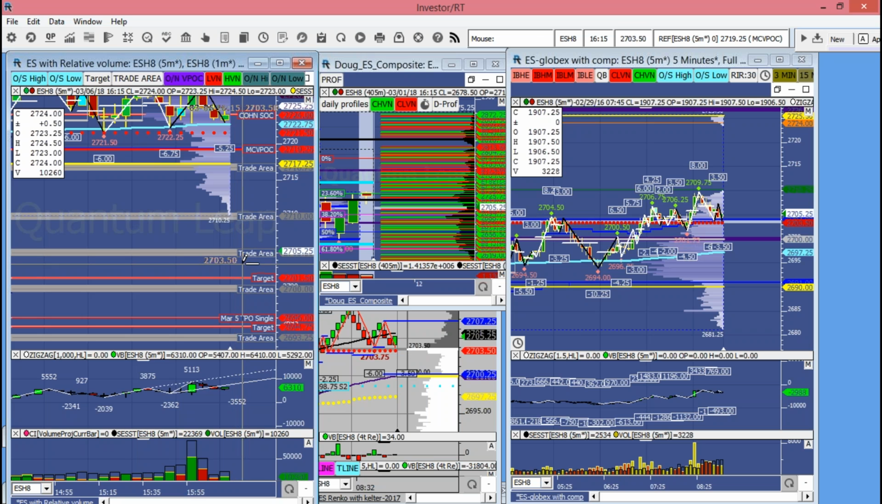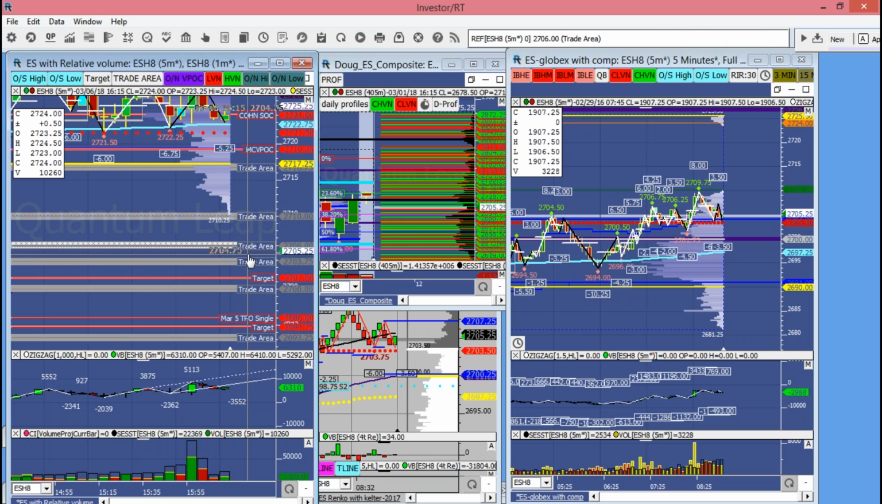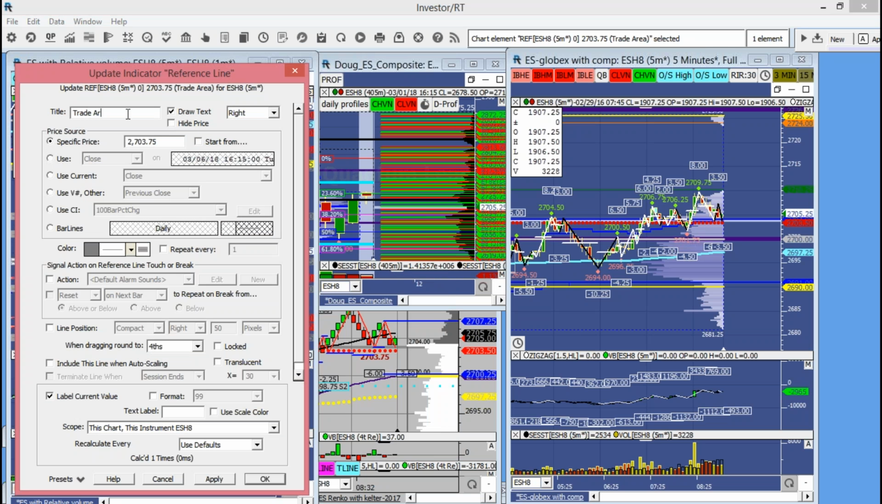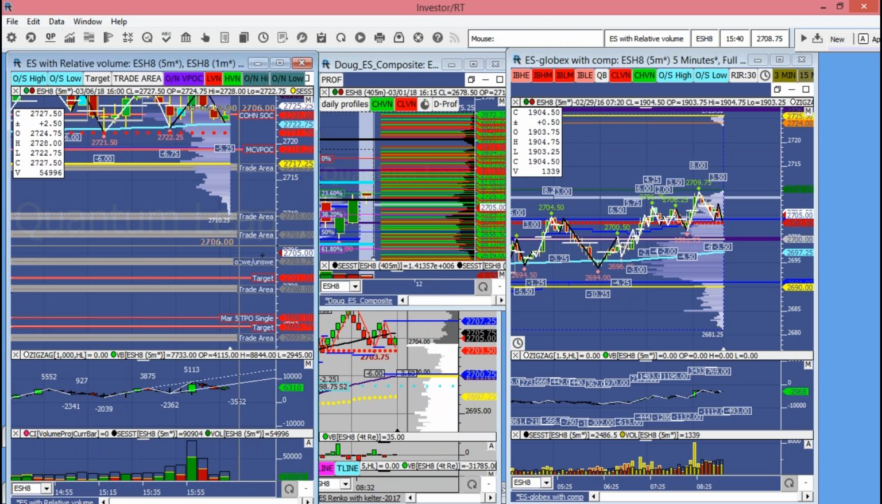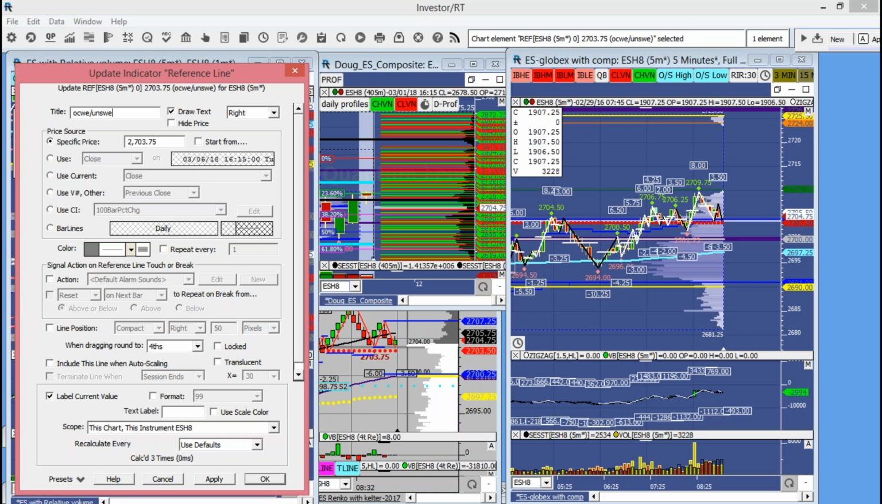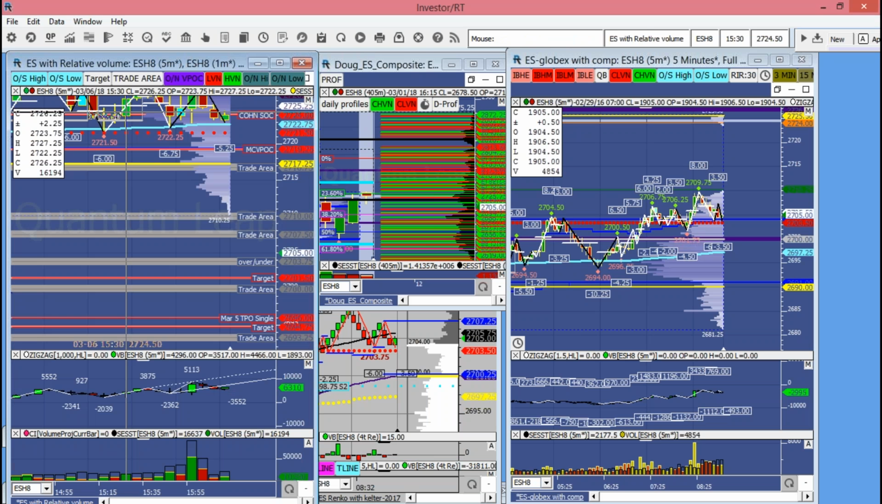2703.75. This should actually, I'm going to move this for a second. This should be moved up to 2750. Okay, and this is going to be our over-under line. What does that mean? It means that I'm going to be looking for shorts below it into that Globex VPOC. And above it, I'm going to be looking for longs. Above it, I'm going to be looking for the push up into the overnight high.